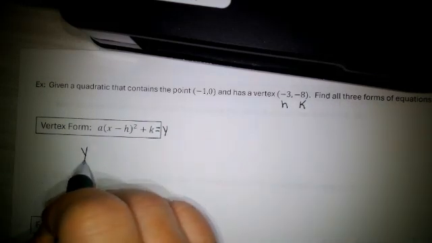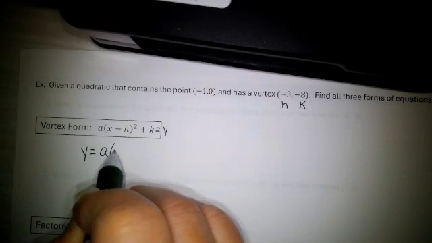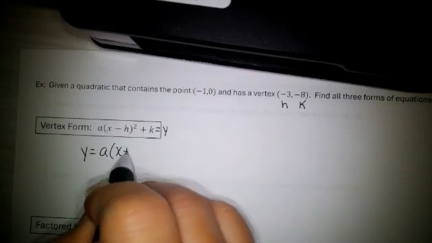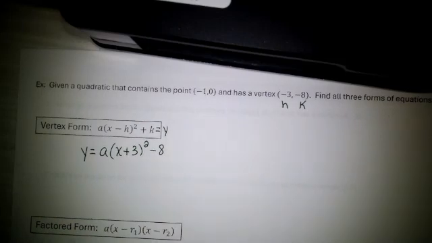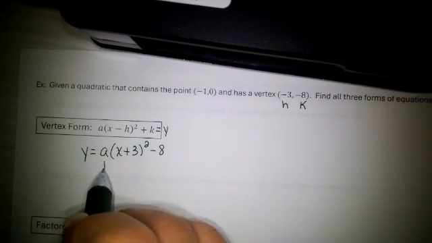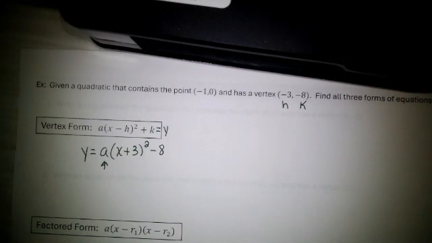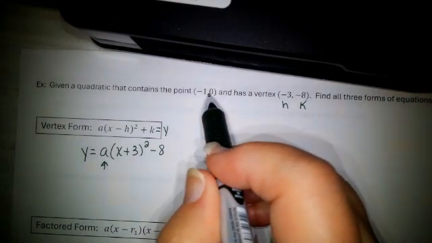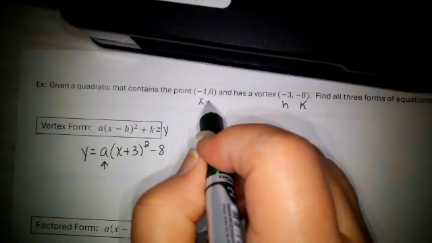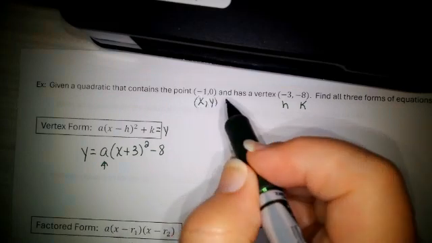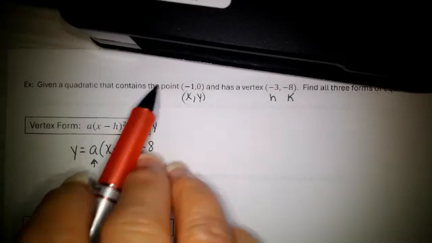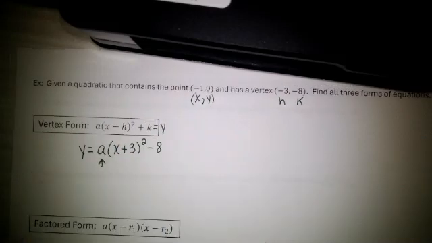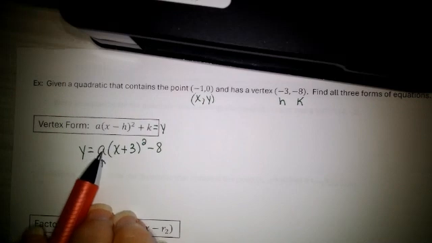So if I start out, I'll just put a, (x plus 3) squared minus 8. So the only thing I need to find is this a value. And the only information they gave me was a point, a coordinate. Well, this coordinate happens to be x and y. So we are going to, in this equation, substitute negative 1 for x and 0 for y. And we're going to solve for whatever this a value is.